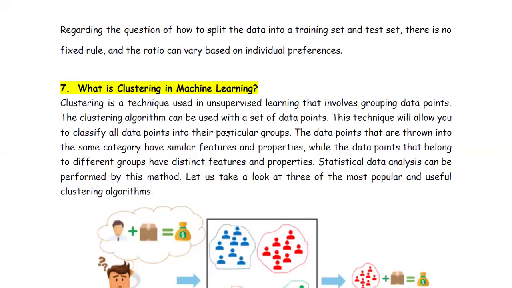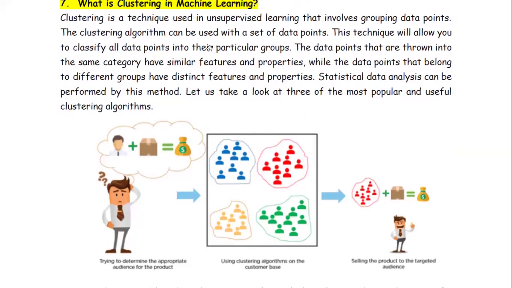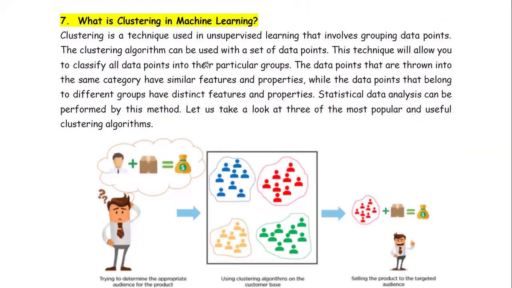Now, if someone asks you how to split the data into training and test data sets, let me tell you that there is no fixed rule. The ratio can also vary with individual preferences. You may take 80% to 20%. Some may take 75, 25. So there is no hard and fast rule for that. The main condition is to keep maximum data for training, minimum data for testing.